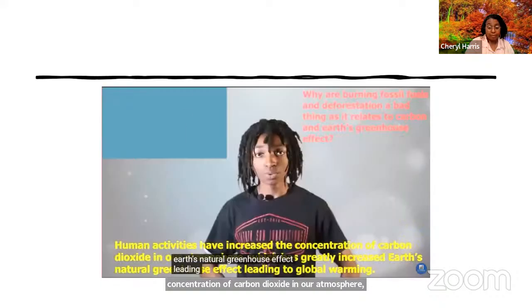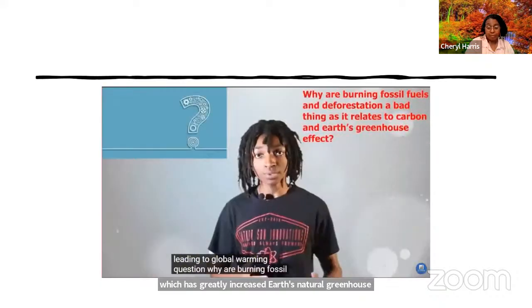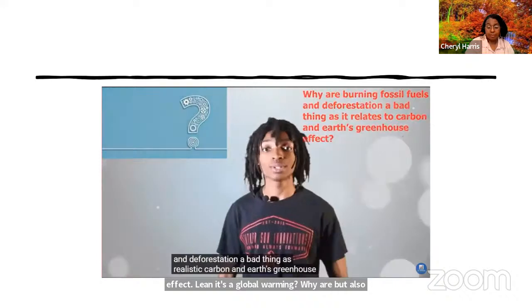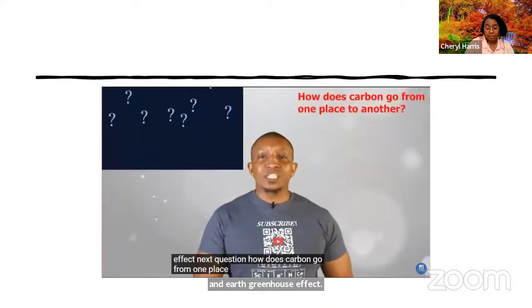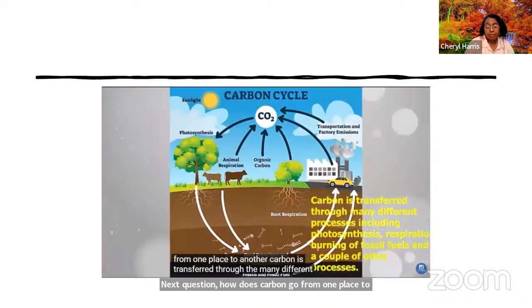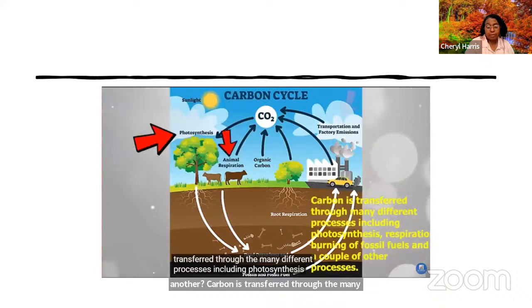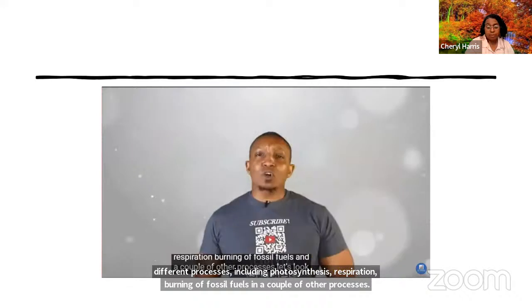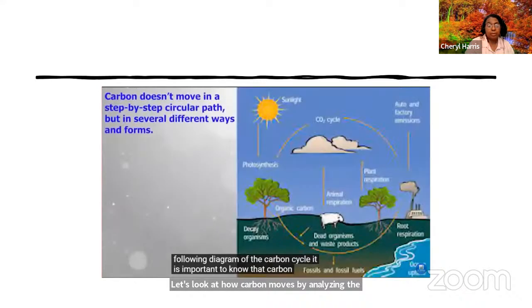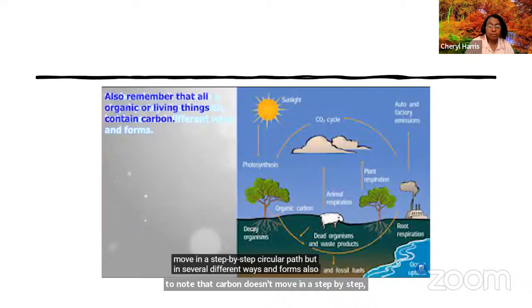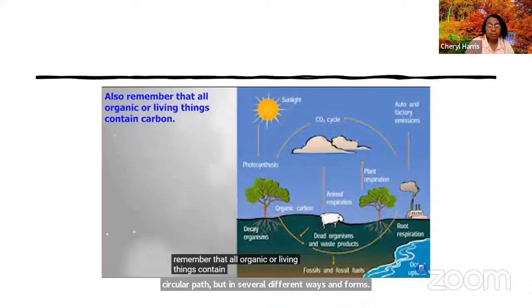Question, why are burning fossil fuels and deforestation a bad thing as it relates to carbon and Earth's greenhouse effect? Next question, how does carbon go from one place to another? Carbon is transferred through many different processes, including photosynthesis, respiration, burning of fossil fuels, and a couple of other processes. Let's look at how carbon moves by analyzing the following diagram of the carbon cycle. It is important to know that carbon doesn't move in a step-by-step circular path, but in several different ways and forms. Also remember that all organic or living things contain carbon.